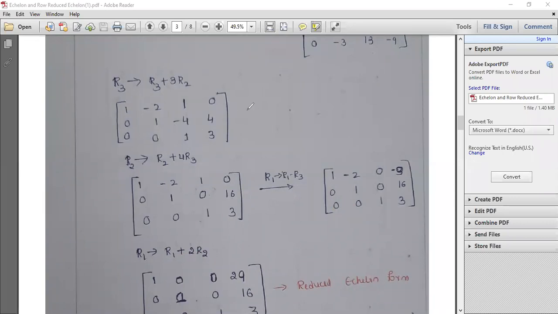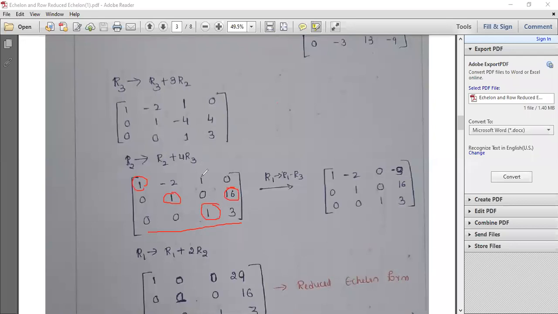This means what I get here: 0 plus 0 is 0. This is 1, again 0 is there, so it will be 1. Minus 4 plus 4 is 0. 4 plus 4 times 3 is 12, so 4 plus 12 will be 16. I'm getting 16 here. Then the next row I'm writing as it is: 0, 0, 1, 3. Now I've got 1 here, 1 here, and also 1 here.